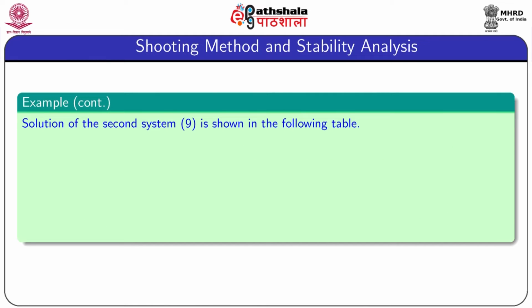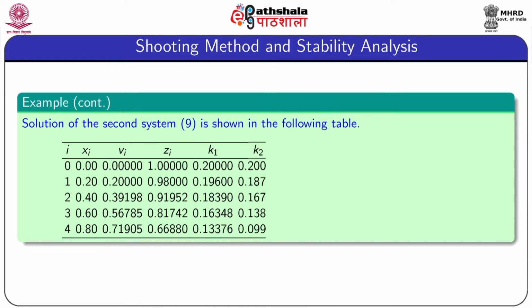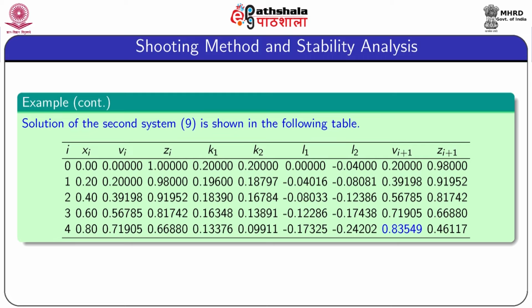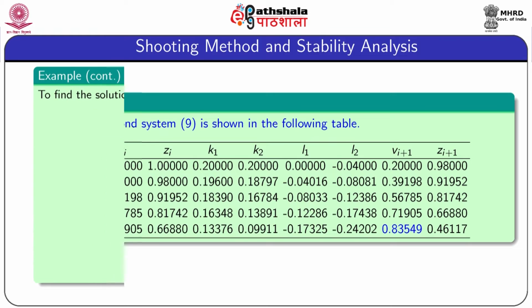Similarly, the second order Runge-Kutta method is used to solve the system of equation 9, and the solutions are given by this table. The last two columns represent the values of v and z for different values of x. Note that the blue marked value, that means v5, represents the value of v at x equal to 1, and the value is 0.83549. The last column represents the values of z1, z2, z3, z4 and z5 for different values of x. The value v5 is also required to evaluate the constant C2.